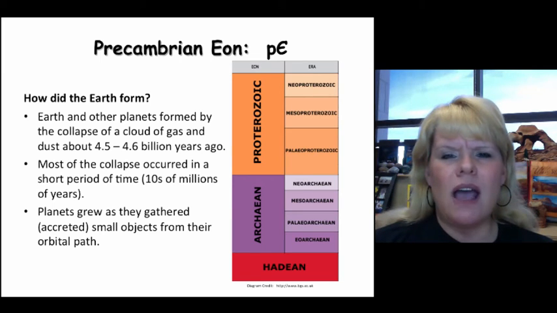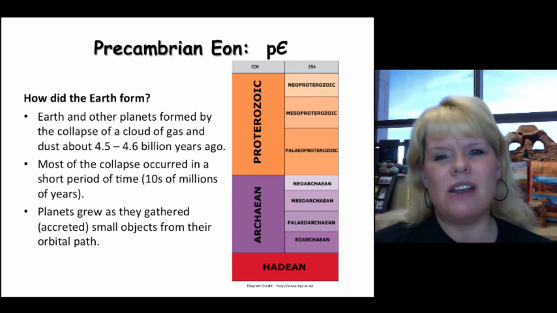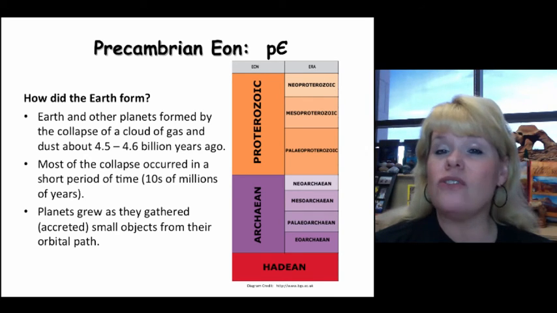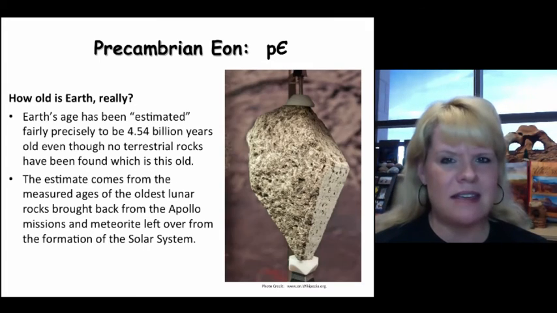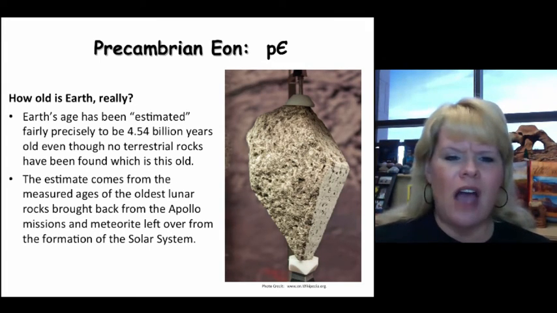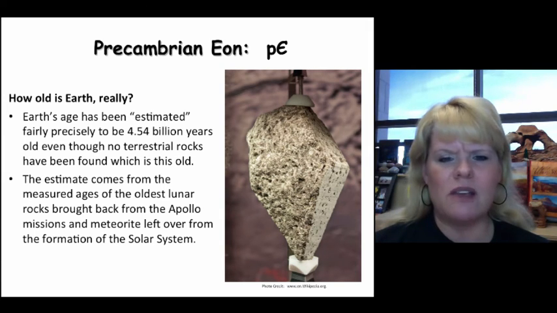And so as more material struck these little planets, they began to grow in size and also their chemistry. So that's really important in the Hadean eon. So how old do we age date the Earth? We age date it to approximately 4.54 billion years.